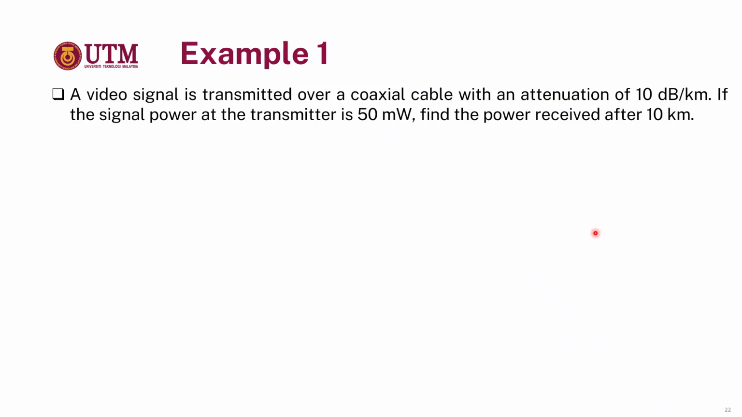Okay, so we go with the examples here. We can see a video signal is transmitted over a coaxial cable with an attenuation of 10 dB per kilometer. So it means the signal is being degraded with 10 dB over 1 kilometer distance. So if we have a 2 kilometer distance, the signal is going to be attenuated by 20 dB per 2 kilometer. If the signal power at the transmitter is 50 milliwatt, find the power received after 10 kilometer.